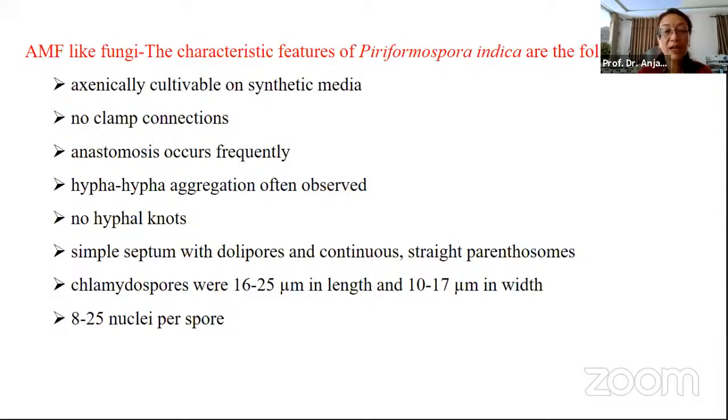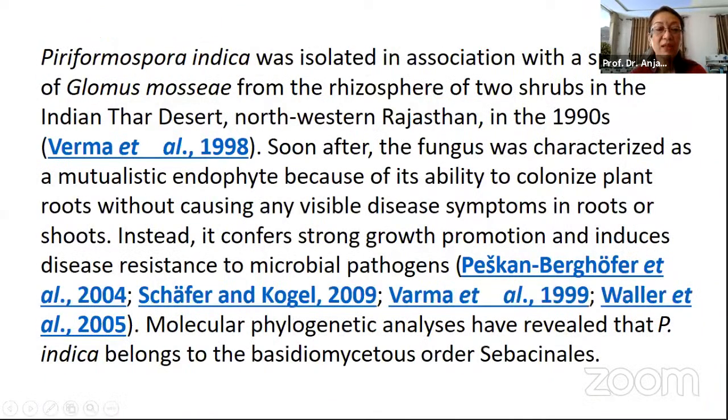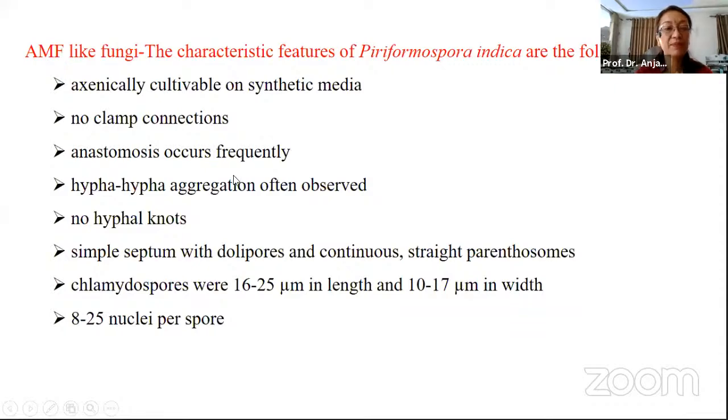I will go back to this slide again to show you. Here, at the extreme right down, you can see the nuclei. There are so many, almost 1 to 25 present. I had been lucky to find this trypan blue staining in the root system inoculated with Piriformospora indica. Problem in moving my slides.